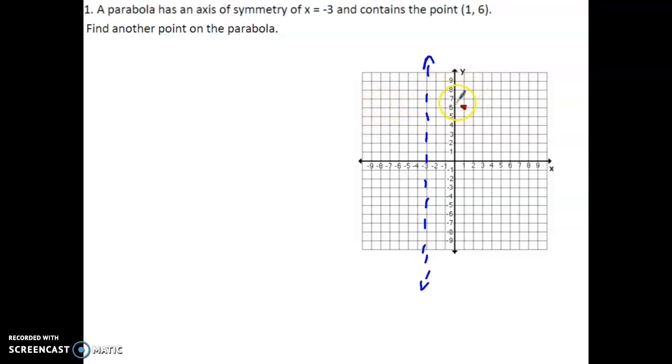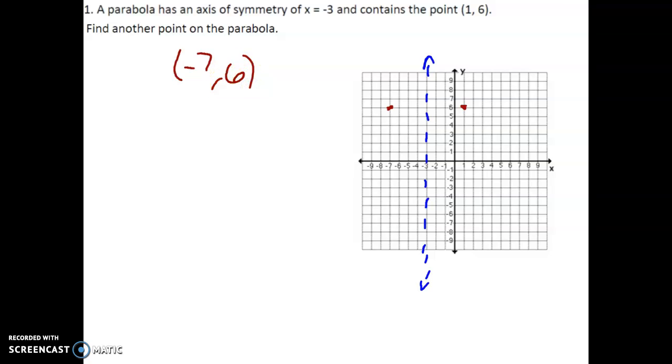So let's count. 1, 2, 3, 4 to get to the axis of symmetry. This is a distance of 4. So I need to go 1, 2, 3, 4 on the other side of the axis of symmetry, and I should have a point right here. Now, I don't know anything else about my parabola. I don't know if it opens up or opens down. I just know that it has these 2 points on it. So the x and y coordinates of this point, negative 7, 6. Let me put that as my answer, negative 7, 6.